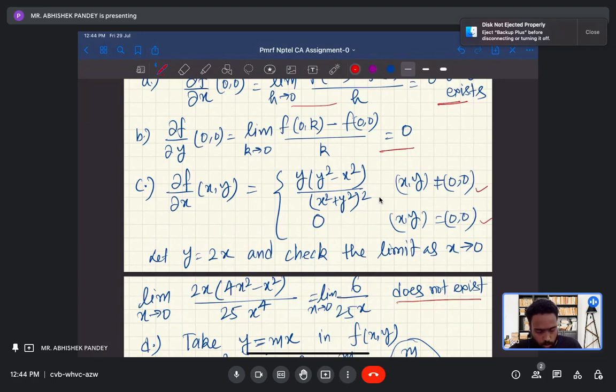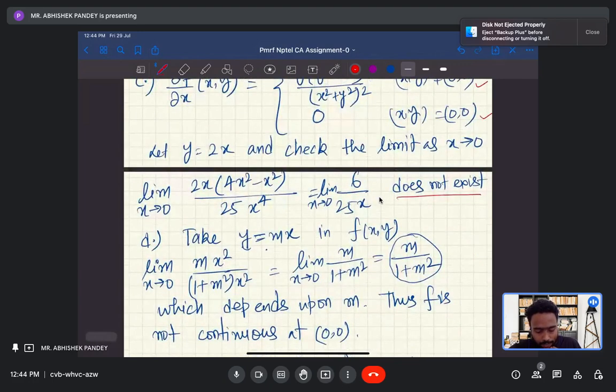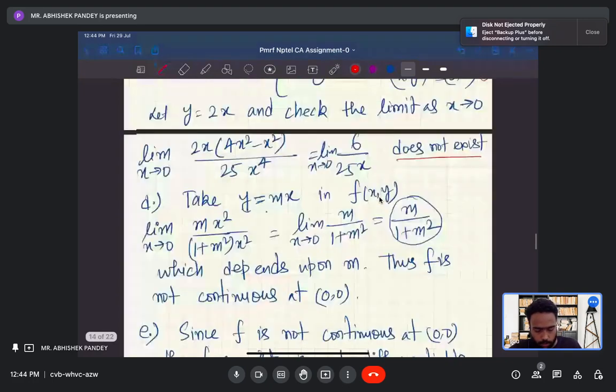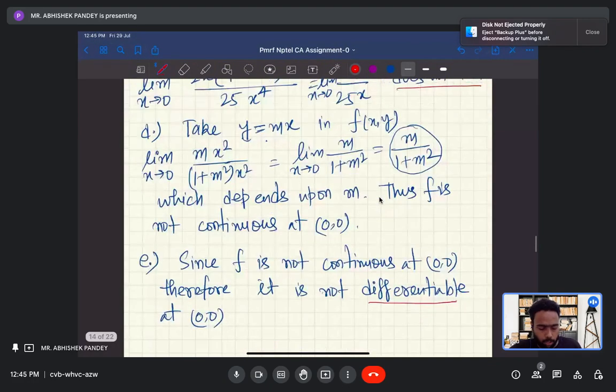Now we have to check whether it is continuous or not. So let y = 2x and check the limit as x goes to 0. So we will get limit as x tends to 0 of 2/5x, which does not exist. Okay, so it is not continuous. Now for option D, take y = mx in f(x, y). So limit as x tends to 0 of mx²/(1 + m²)x². This will depend upon m. Thus f is not continuous at (0, 0).